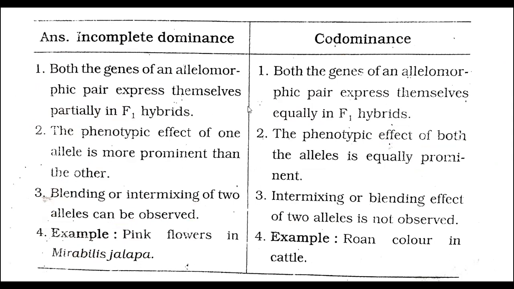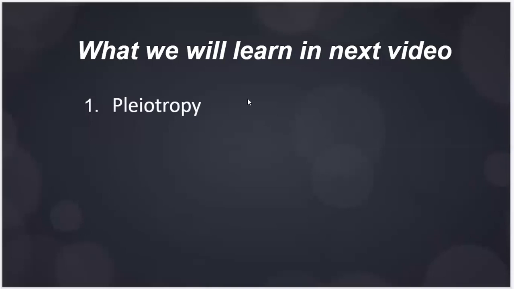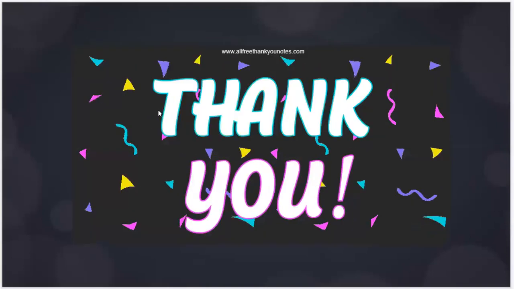So that's all for this video. In the next video, we will see other examples of deviations from Mendelian genetics. So these were the examples which do not follow Mendel's law of dominance. Other examples, in the topics of pleiotropy and multiple allelism, we will see in the next video.